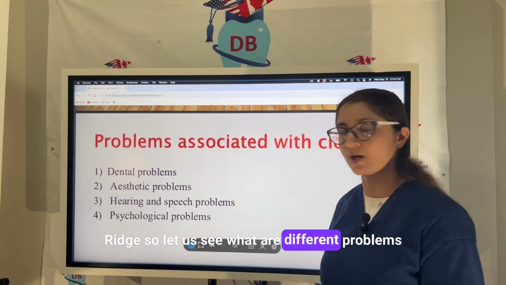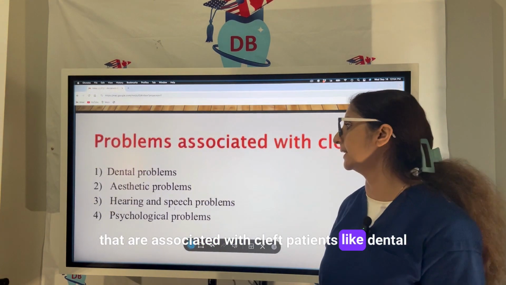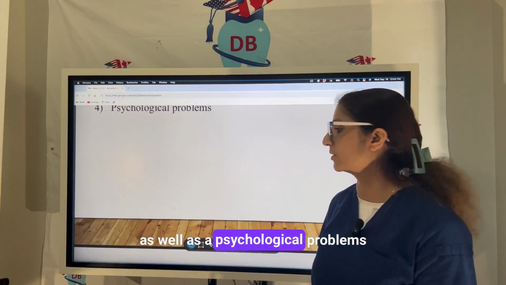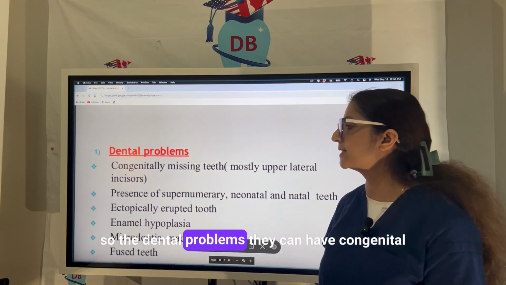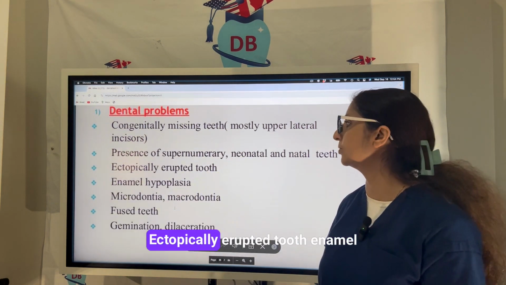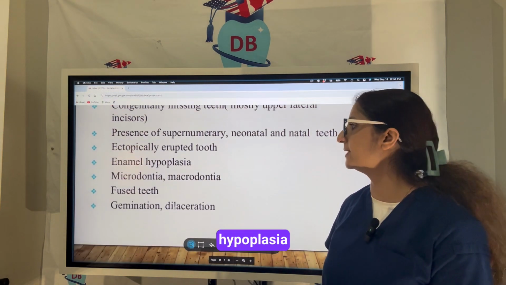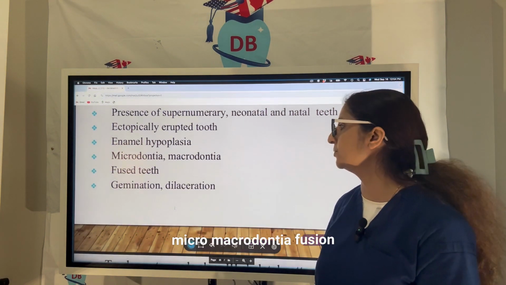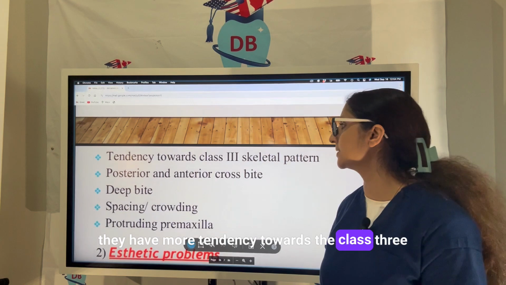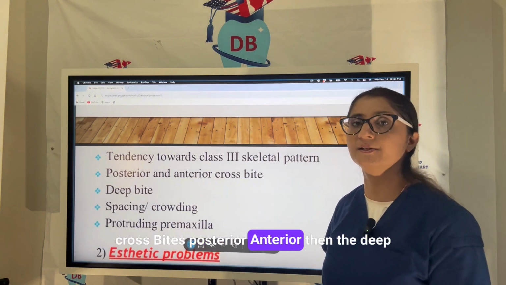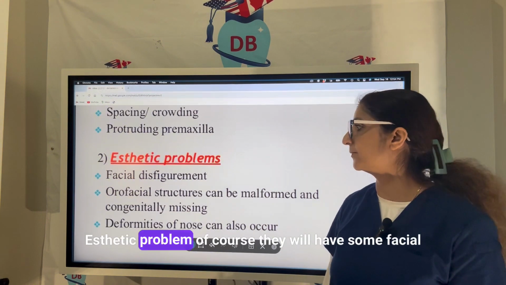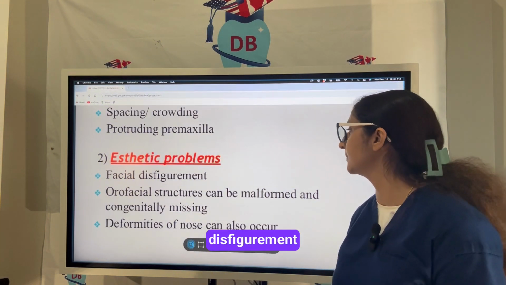Now let us see what are different problems that are associated with cleft patients, like dental problems, aesthetic problems, hearing and speech problems, as well as the psychological problems. So the dental problems, they can have congenitally missing teeth, supernumerary natal neonatal teeth, ectopically erupted teeth, enamel hypoplasia, macrodontia, fusion, gemination, dilaceration. They have more tendency towards class 3, cross bites, posterior anterior, then the deep bites, spacing, crowding, protruding maxilla.